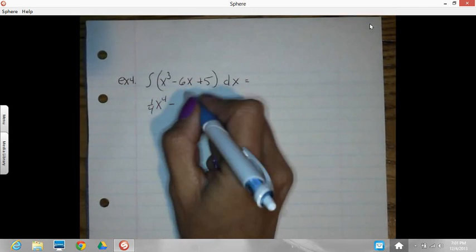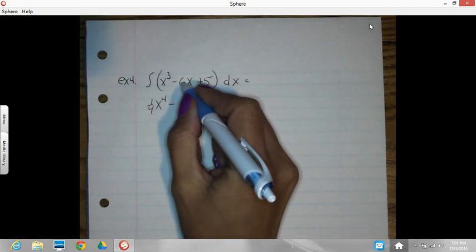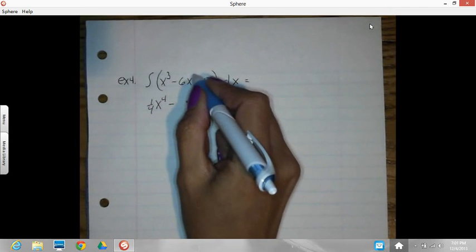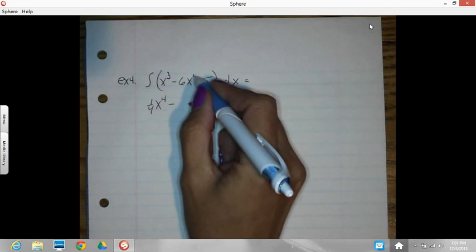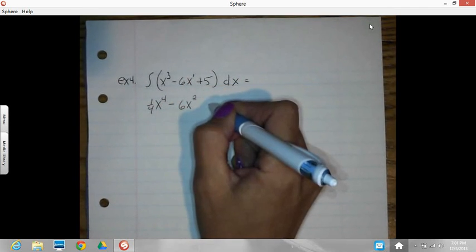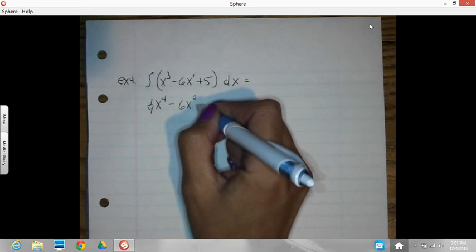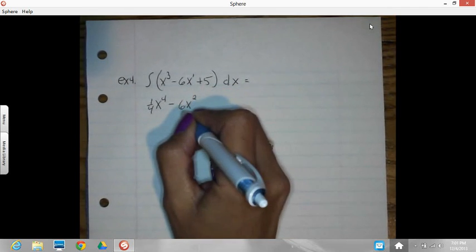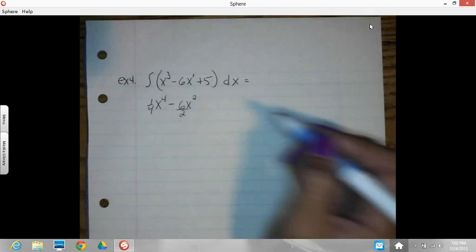Now minus the next one, carry the 6 along, it's a multiplier, add 1 to that exponent, that's going to give me 6 x squared, multiply by its reciprocal, it's times 1/2, that's the same as dividing by 2. I'll simplify that on the next line.